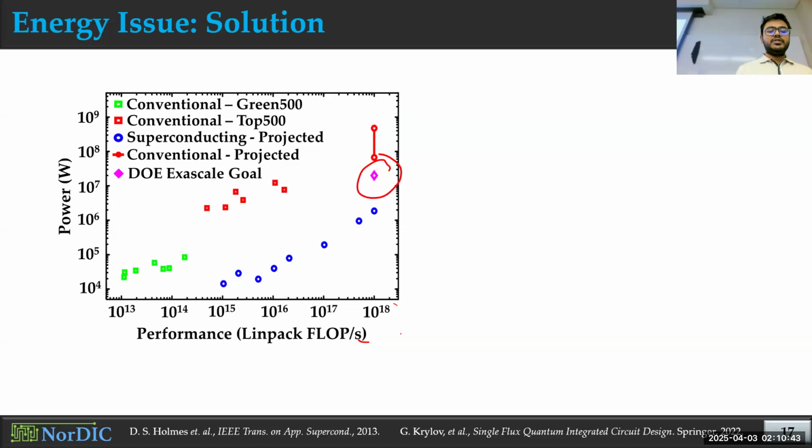And you can see that none of the conventional supercomputers, which are the red circles and red squares, can achieve both at the same time. Some of them can achieve the performance, but they need much higher power than the budget. But the scenario is different for superconducting technology, shown by blue circles here. You can see that they can achieve the performance even with much lower power than the budget.